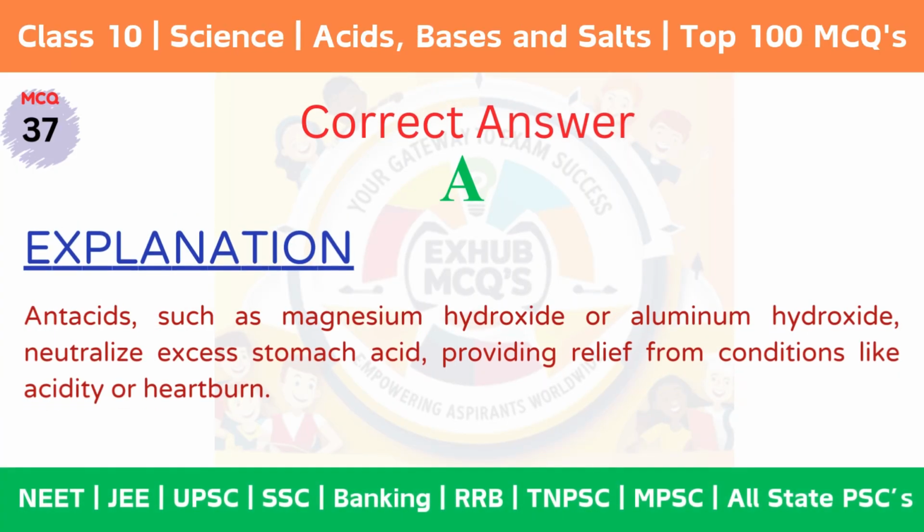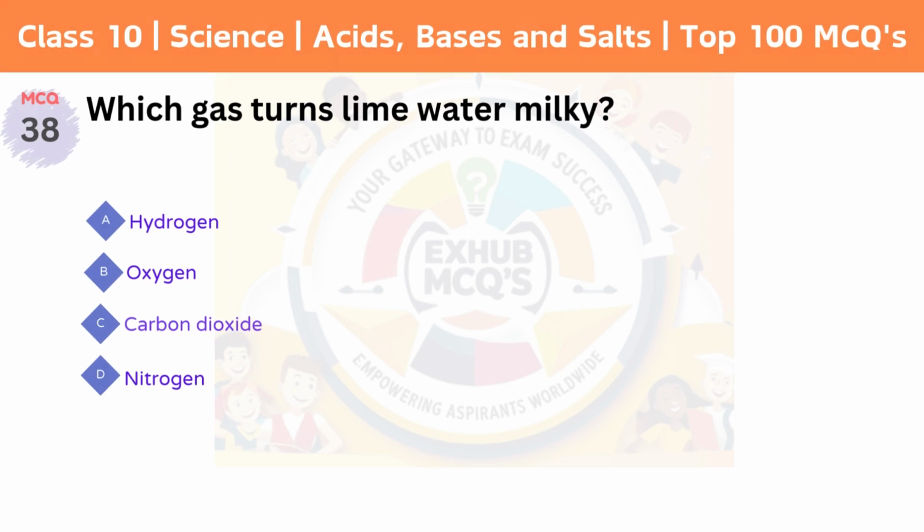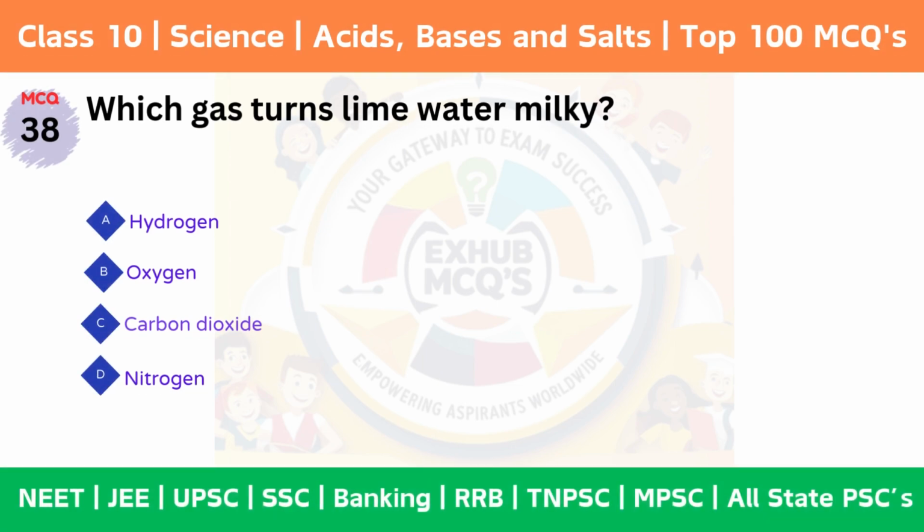The correct answer is option A, neutralize acid. Explanation: antacids such as magnesium hydroxide or aluminum hydroxide neutralize excess stomach acid, providing relief from conditions like acidity or heartburn. MCQ 38. Which gas turns lime water milky?